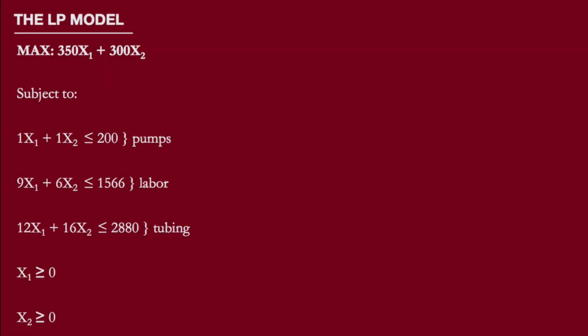For example, coming back to the Blue Ridge case, we have the objective maximizing 350x1 plus 300x2 subject to the constraints of x1 plus x2 less or equal to 100, 9x1 plus 6x2 less or equal 1566, and 12x1 plus 16x2 less or equal 2880. We also have the two non-negative constraints, x1 and x2 larger or equal 0.